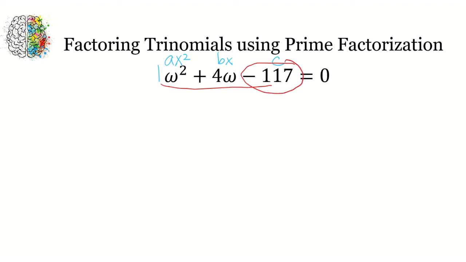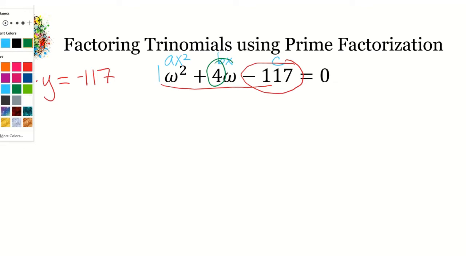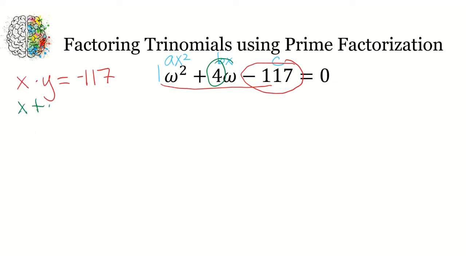So I need to find two factors that when they multiply by each other are going to give me negative 117, and that when they add together, they're going to give me that 4. So let's write down what it is that we're looking for. I need two numbers, an x times a y, that are going to equal a negative 117. And then those same two numbers, when I add them together, I want them to equal 4.